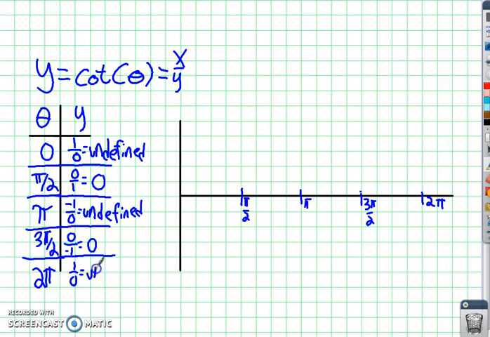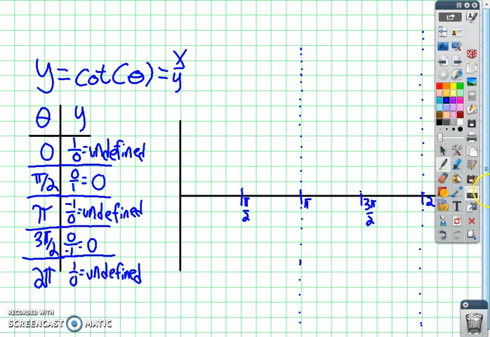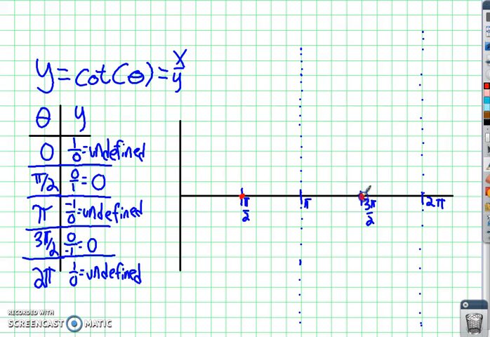So, as you notice, my asymptotes go in a different spot, just like sine and cosine had different particular values. So I have an asymptote at 0, pi, and 2 pi. Let's go ahead and plot these points. Boom, there's a 0. Boom, there's a 0.